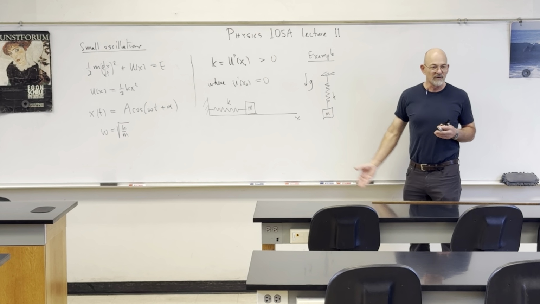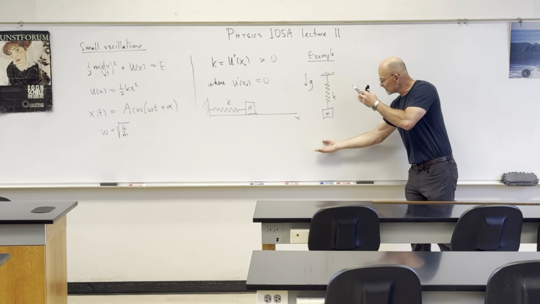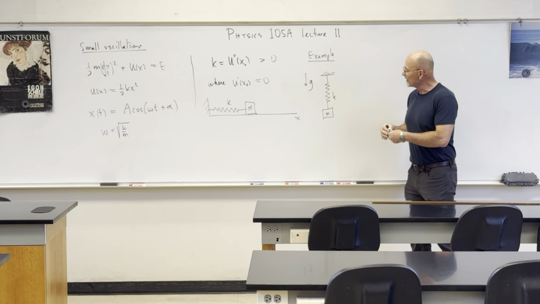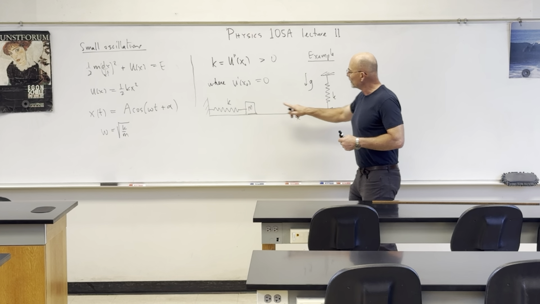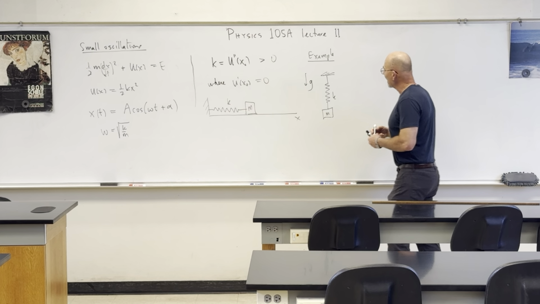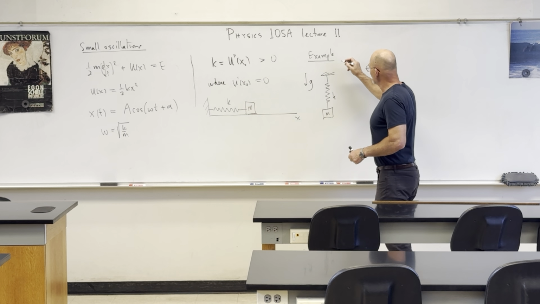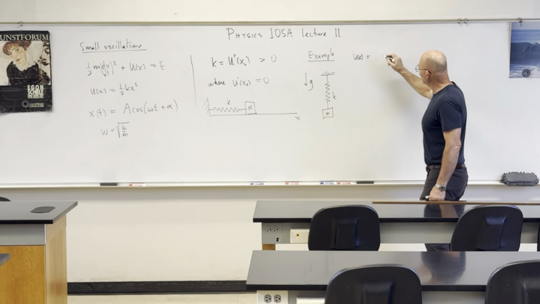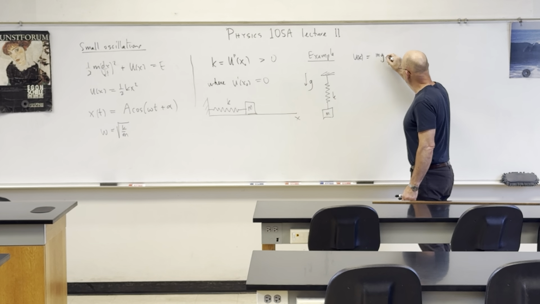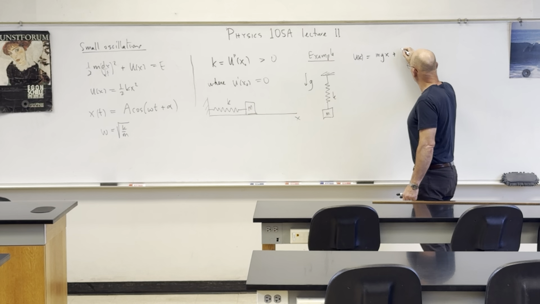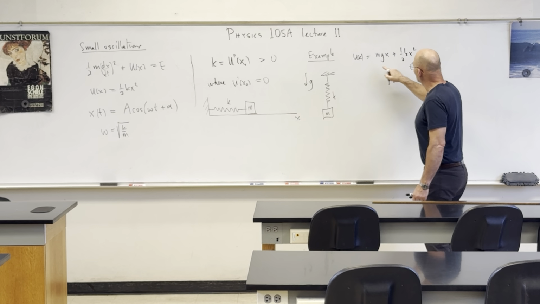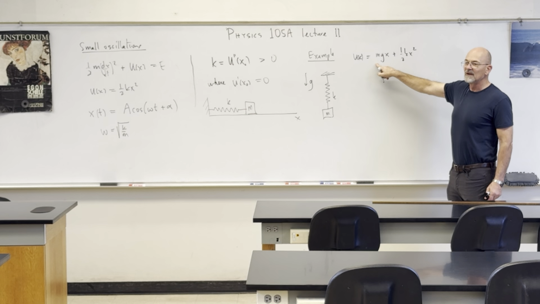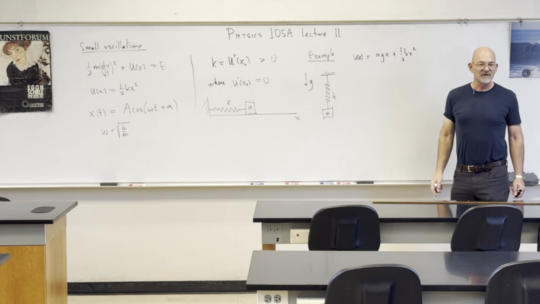Everybody's seen that before, right? You have a spring, put a weight on it, it stretches. And the question is, what is the motion of this system compared to this system here? What we can do is graph u of x, because u of x is going to be mgx plus 1/2 kx squared, because it's got the gravitational potential energy and it's got the elastic potential energy of the spring.